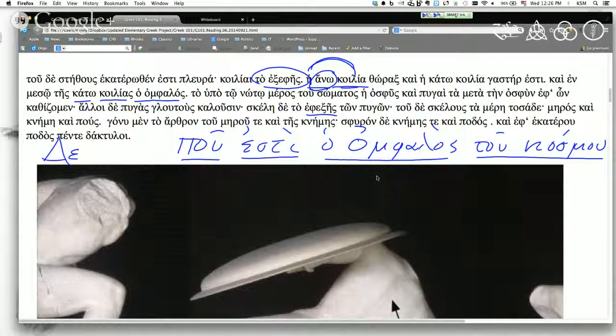Delphi, very good. That is the belly button of the world, just in case you want to know. What's that mean? You can actually see it. You can see the belly button of the world right there in Delphi. Oh, okay. Yeah. The omphalos. Yep.